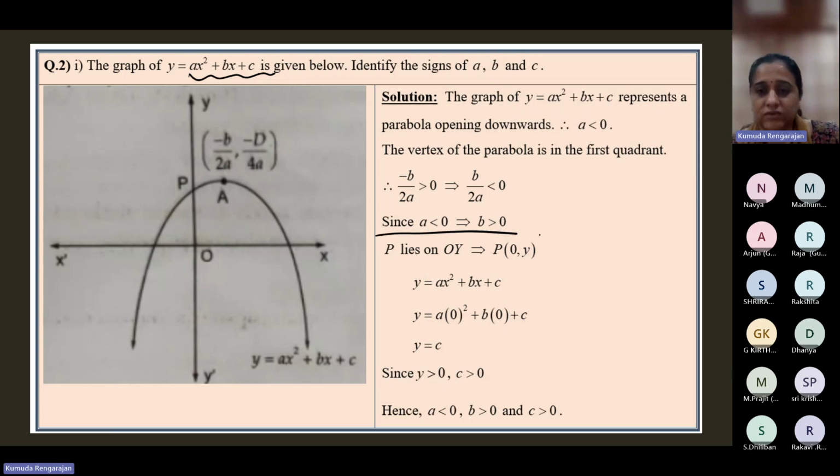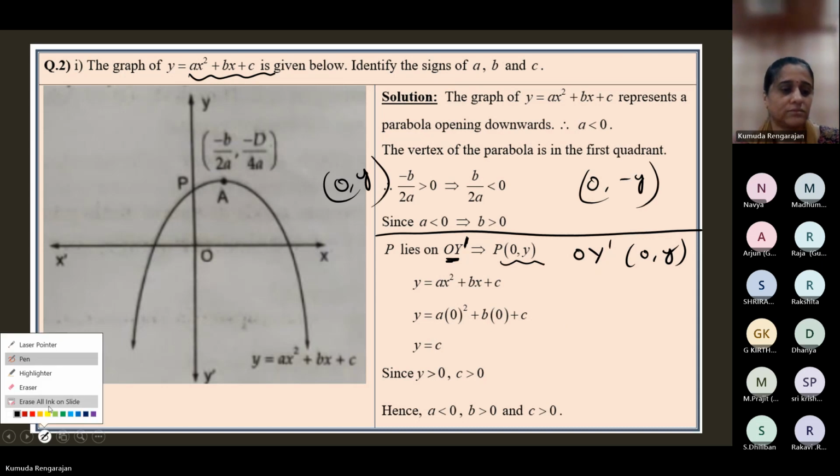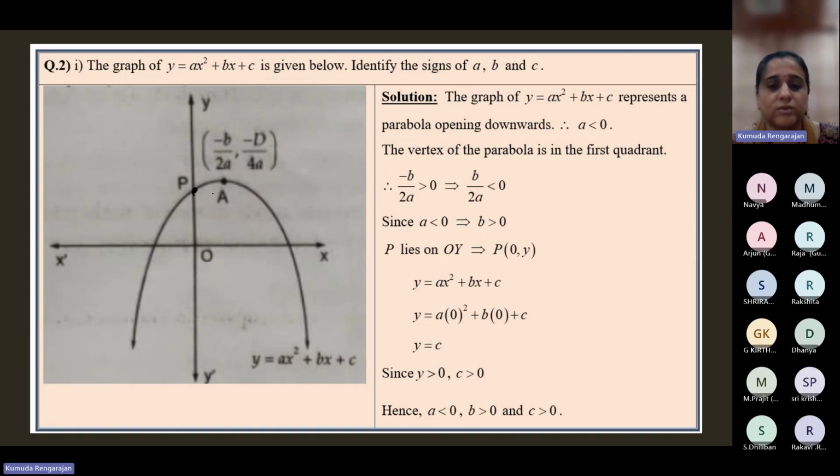So after this, we finished till here. Now see here, P lies on OY, not OY dash. P lies on OY. So the coordinates of P are 0, y. Even if it is OY dash, it is 0, y only. We don't say 0, minus y. That's not the way we say. It's 0, y only.